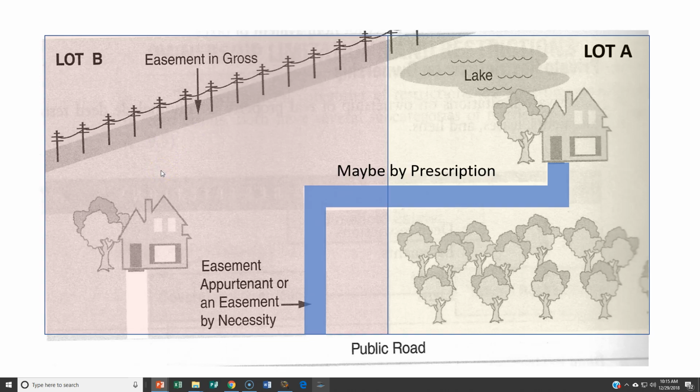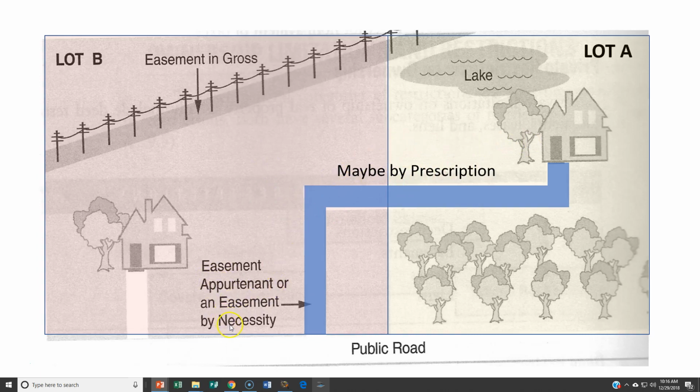This is an example here where a lot has been maybe divided into two lots, lot A and lot B, but when they made lot A out of the big lot, the owners of lot A house couldn't get to it because of the lake at the back and the forest at the front. So an easement through lot B was granted or ordered by court. If it was ordered by court, then that would be by necessity. And we call it an easement appurtenant because appurtenant means whatever's going on here affects the property next to it.